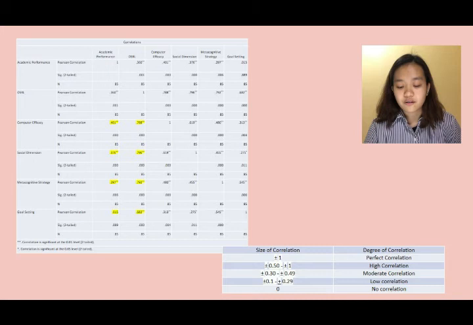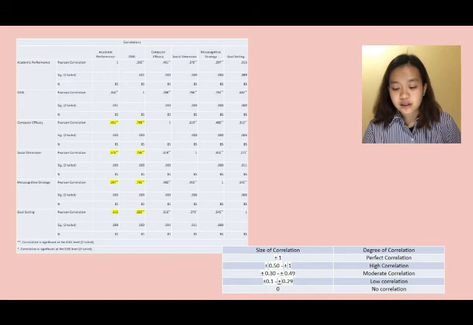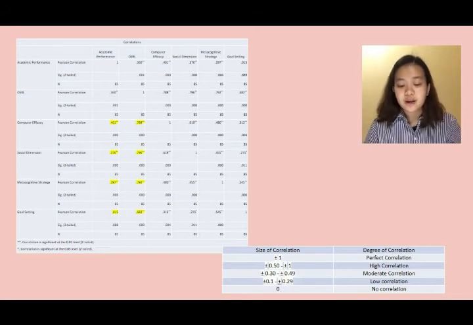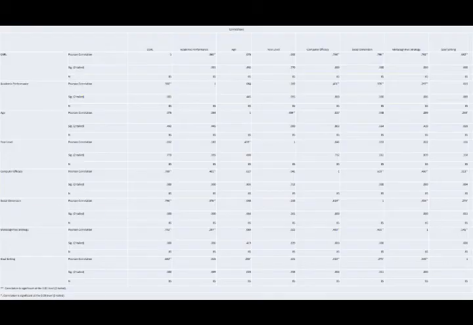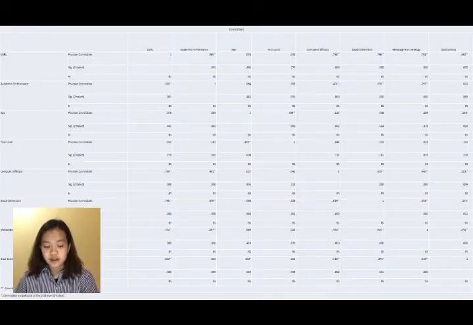Using the Pearson-R correlation again and the degree of correlation table, age has a correlation of 0.076, year level has a correlation of negative 0.032. Both have no correlation with OSRL. This signifies that age and year level are irrelevant when it comes to online self-regulated learning. Then let us proceed to figure 6.